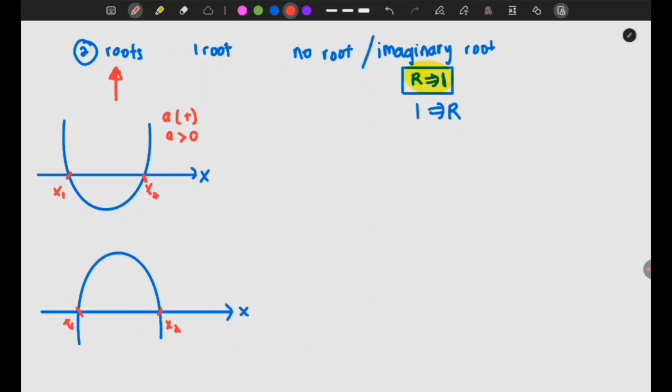And you know what? We don't call them two roots. We usually call them two real roots. The word real is very important. Sometimes they also say two different real roots. They call it this way also.